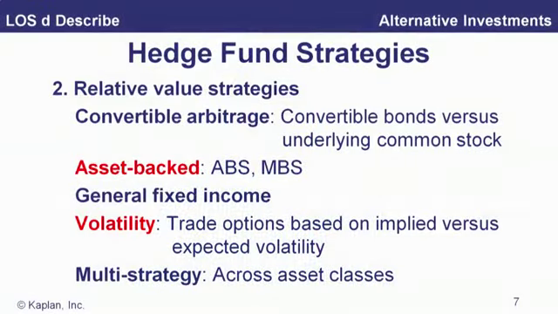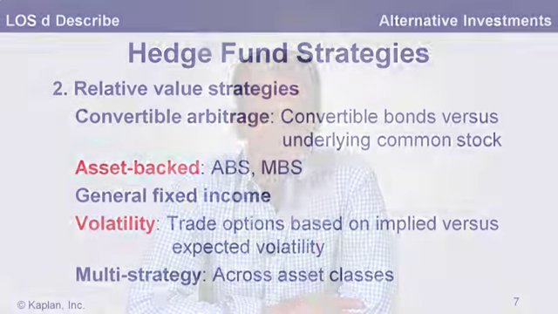Asset-backed securities, mortgage-backed securities, the strategy, again, just a type of security there, or general fixed income. A hedge fund can specialize in buying and selling volatility, trade options based on implied versus expected volatility. So if you think things are going to be more volatile than is already priced into these derivatives, you buy the derivatives, and vice versa.